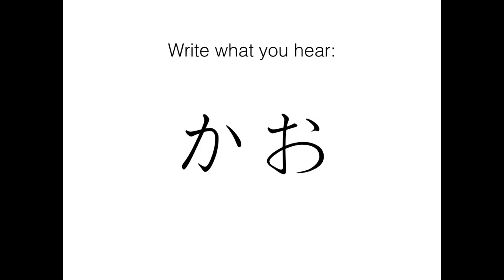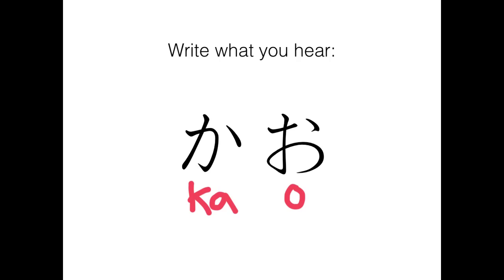Ka. O. Kao. How'd you do? All right, our word was ka, o. Kao. So that's K-A and O. Kao in Japanese is the word for face.